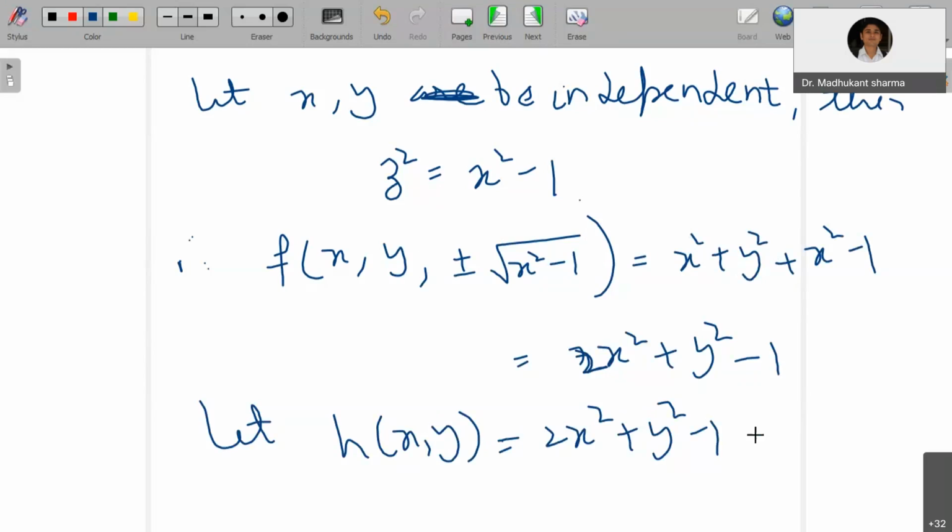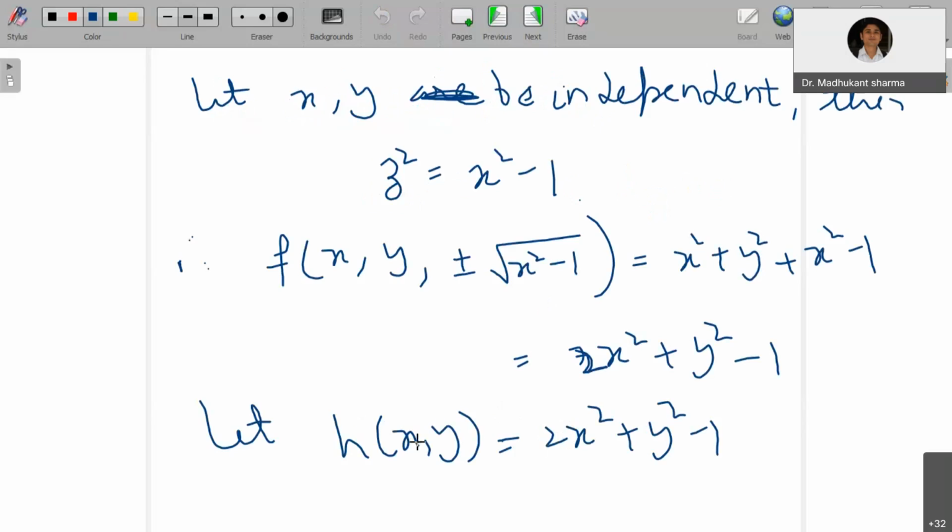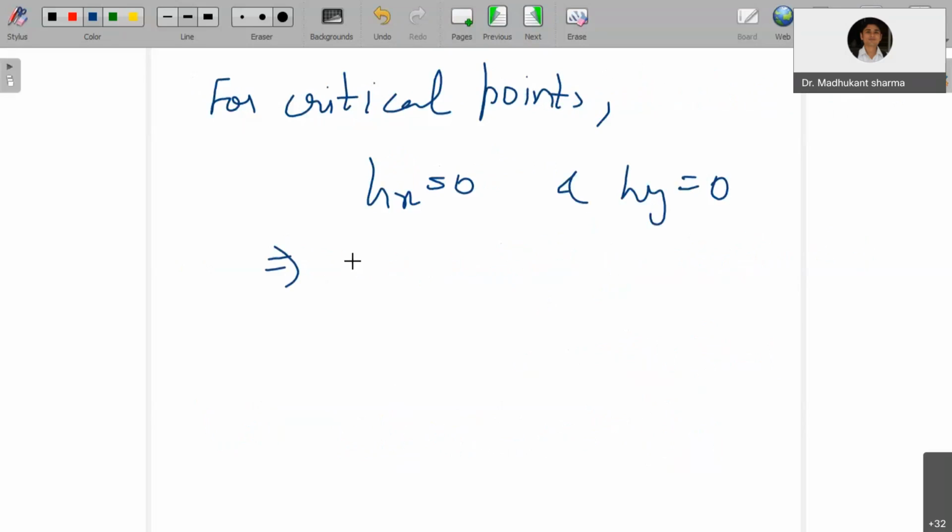Now here you will repeat the same process. For extreme points or critical points, you need hx equals 0 and hy equals 0. If you take hx, it is 4x. What is hy? It is 2y. So this implies 4x equals 0 and 2y equals 0, which leads to the only possible critical point being 0, 0.